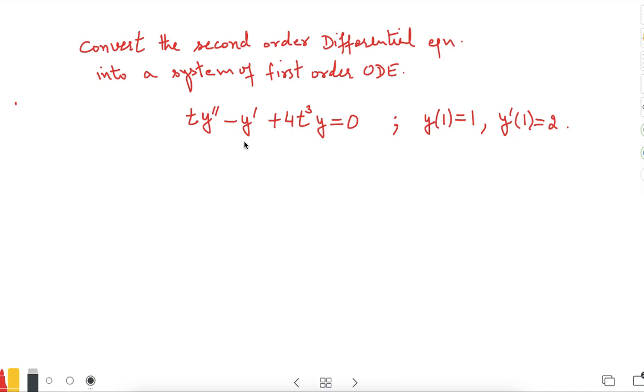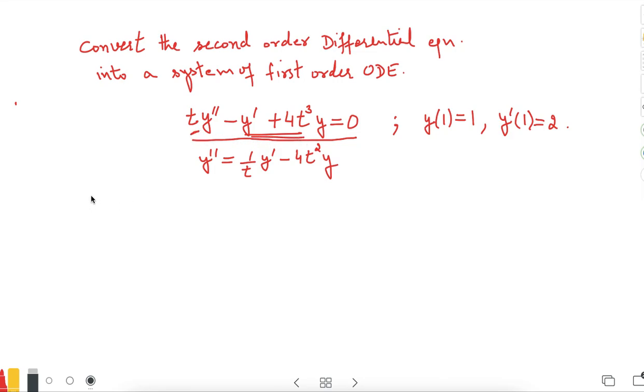So let us first see that there is a second order differential equation with the coefficient of the highest derivative being t. So we can rewrite this by taking y double dash on one side and all other quantities to the other side. So y double dash equals 1 by t of y dash minus 4t square of y. Okay, so taking these two terms on the right hand side and then dividing by t.